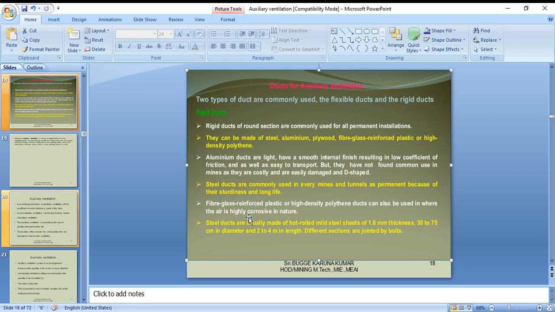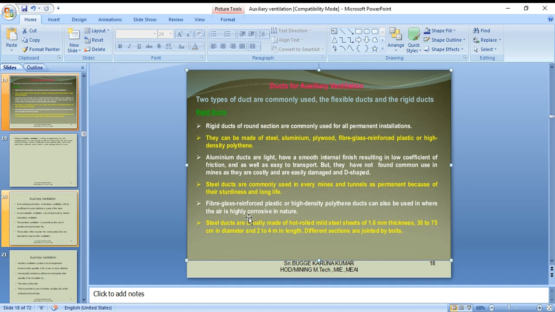Aluminum ducts are light, have a smooth internal finish resulting in a low coefficient of friction, and are easy to transport, but they have not found common use in mines as they are costly and easily damaged, and D-shaped. Steel ducts are commonly used in mines and tunnels as permanent ducts because of their sturdiness and long life. Fiberglass reinforced plastics or high density polythene ducts can also be used where the air is of a highly corrosive nature. So that is also one advantage.